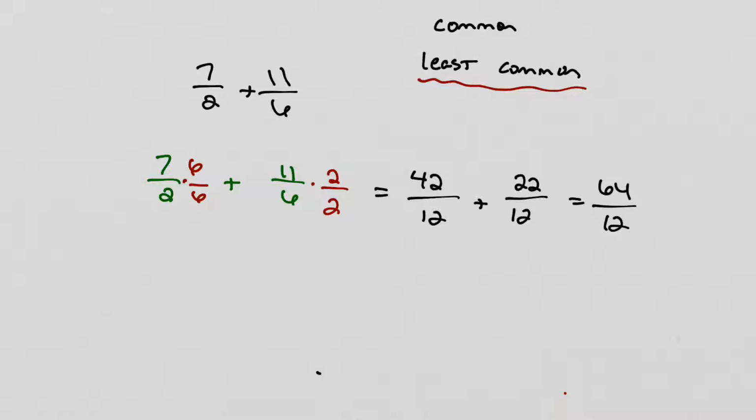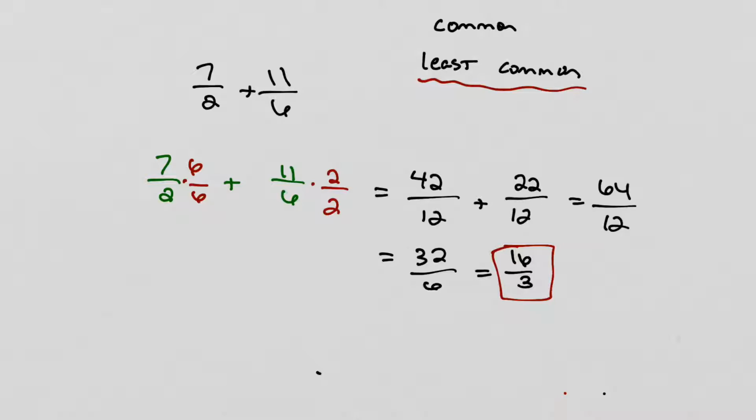Which, if you notice the top and the bottom, we could divide everything through by a 2, which would give me 32 over 6. I can divide by 2 again to give me 16 over 3. Okay? All right, so that's what our answer is going to be here.